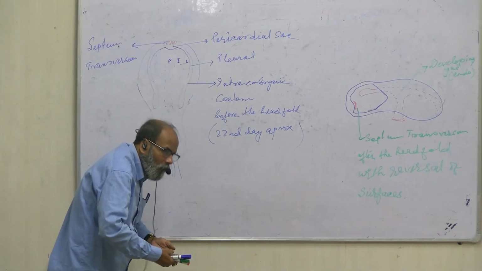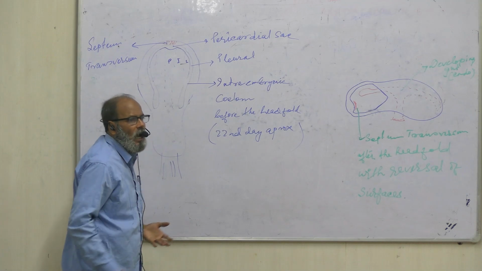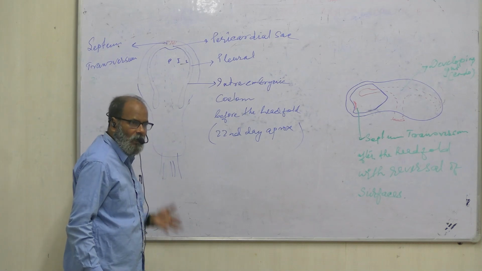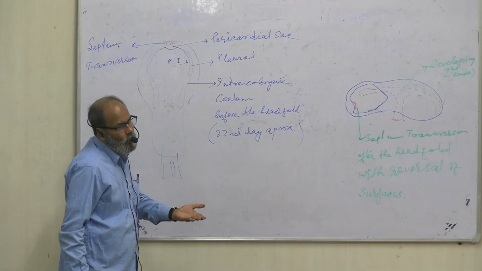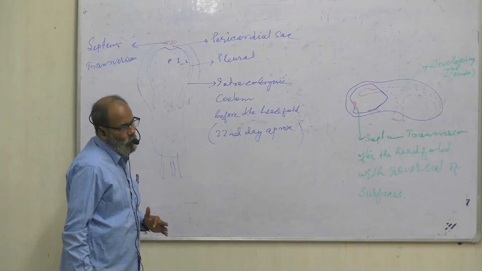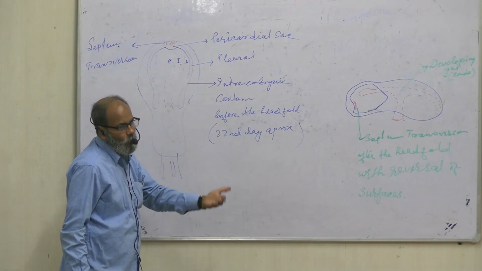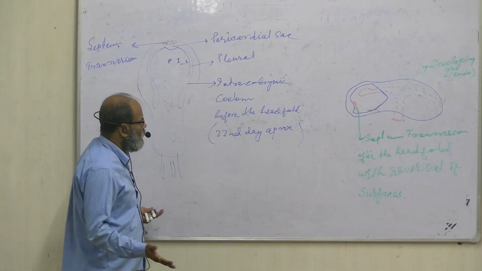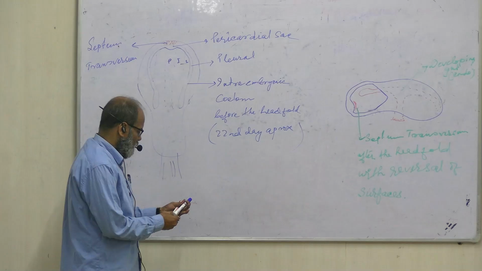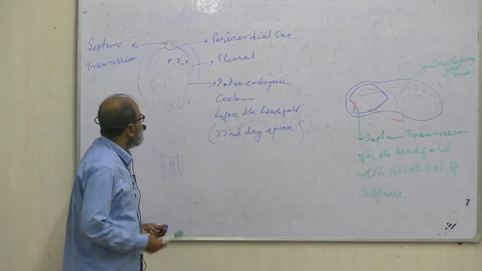So when it comes down and takes a position anterior and inferior to the pericardial sac, there will be reversal of surfaces. That is, the somatopleuric layer will become the splanchnopleuric layer, and the splanchnopleuric layer will become the somatopleuric layer. Got my point? And now you see what the situation becomes when these two lateral folds meet.